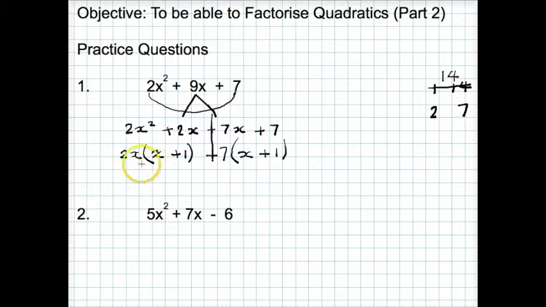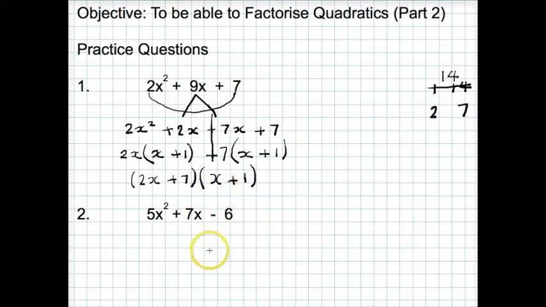Now all I'm left to do is to write whatever's outside the brackets in one set. So I'll write 2x plus 7, and whatever's inside the brackets goes in the other set of brackets, like that. If I was to multiply these out, I'd get back to this, so I know I've done it correctly.